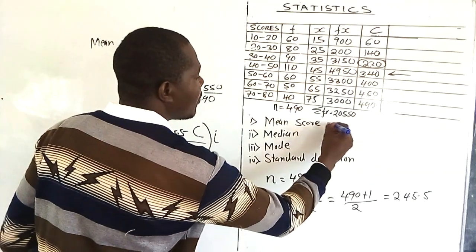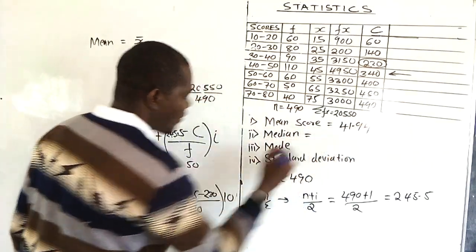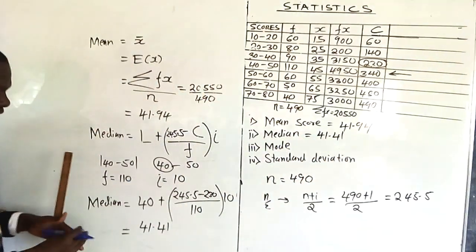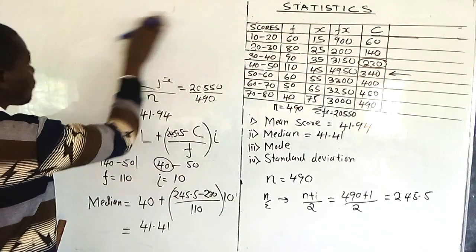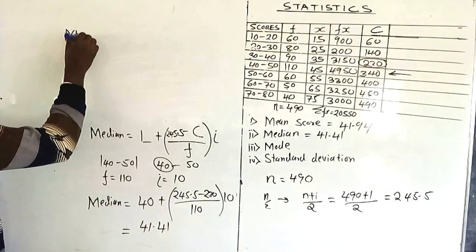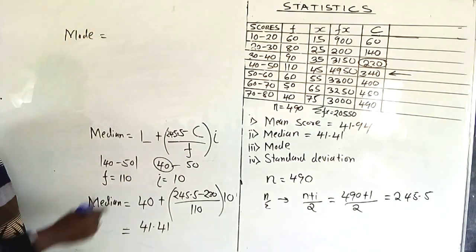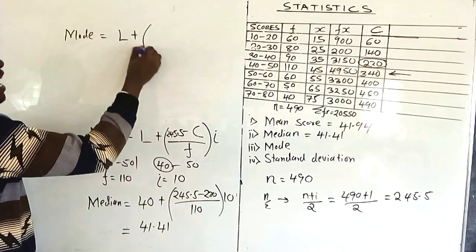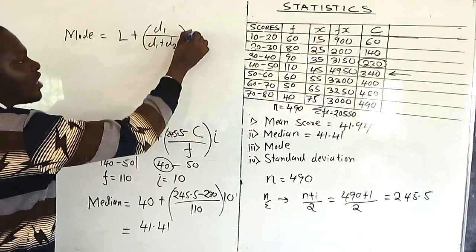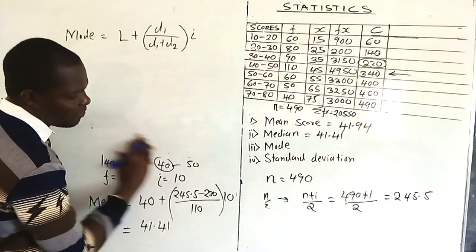So the mean we found to be 41.94, and the median we found to be 41.41. Now we are looking for the mode. So can we now get the mode? We said the mode is given in just the same way as the median. What is inside is what is different, isn't it? The lower class limit of the modal class plus D1 over D1 plus D2 times the class interval, isn't it? Are we together there? Very good.